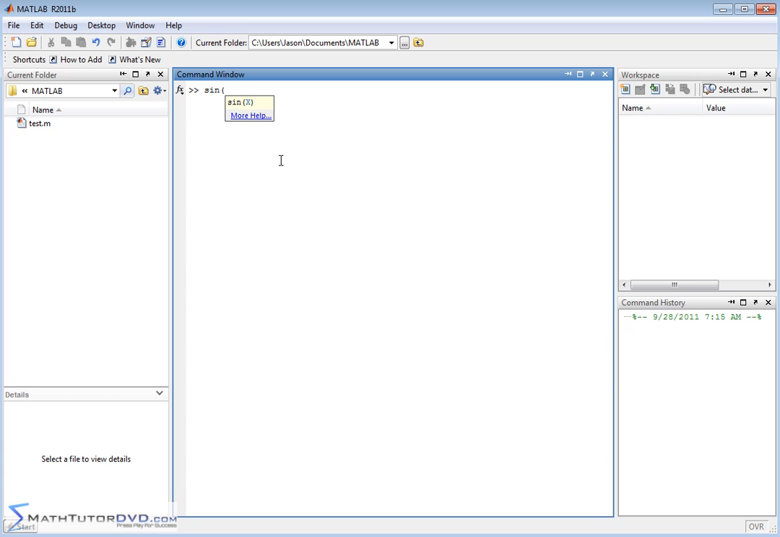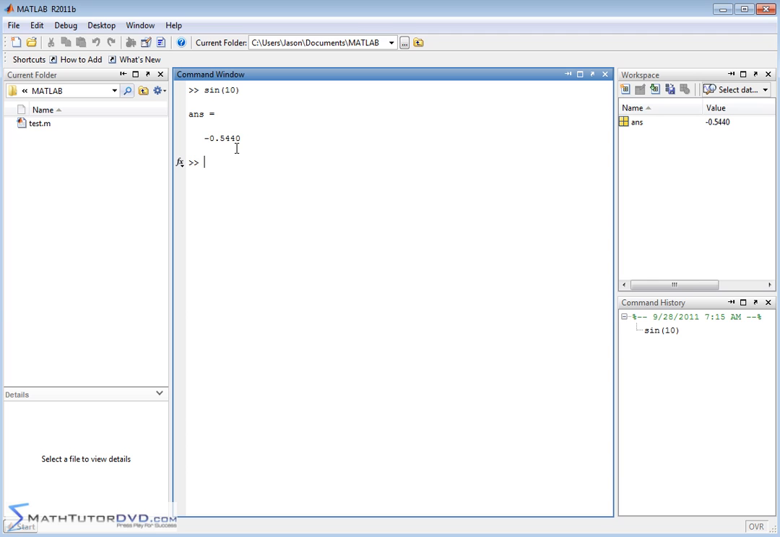So you see we started typing that in and MATLAB starts trying to help us with the function. So it's literally the trig functions, you just type them in just like you would on a calculator. So for instance, sine of 10, you have to close the parentheses off. Sine of 10 is going to return negative 0.54.